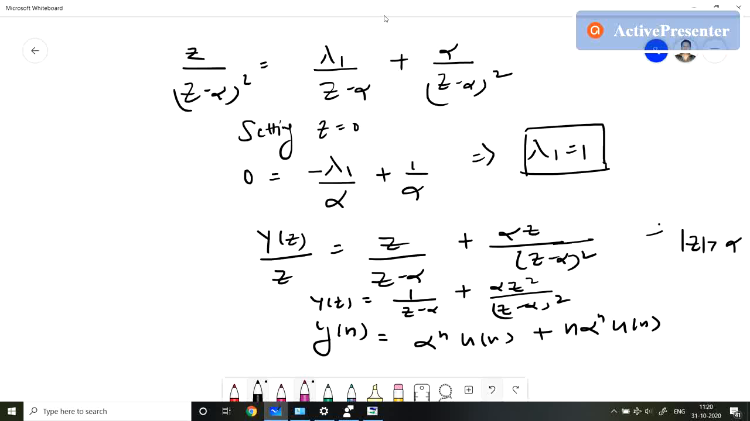That is the z transform of this term. So it is alpha^(n+1) u[n]. So this is y[n]; y[n] is alpha raised to the power n plus 1 into u[n]. This is the solution. So we get the value of y[n].